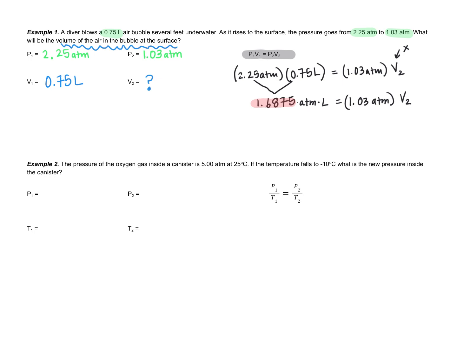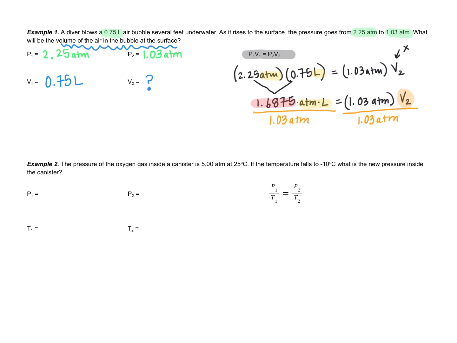I also have both my units there because units get multiplied just like variables will. So I wrote them both there. Don't stress out too much about that part, but I'll show you where it comes in handy. The next thing I have to do is I'm trying to solve for V2, so I need to get it all by itself. Because this is multiplication on both sides, the opposite of multiplication is division. So I'm going to divide both sides by the 1.03 ATM.